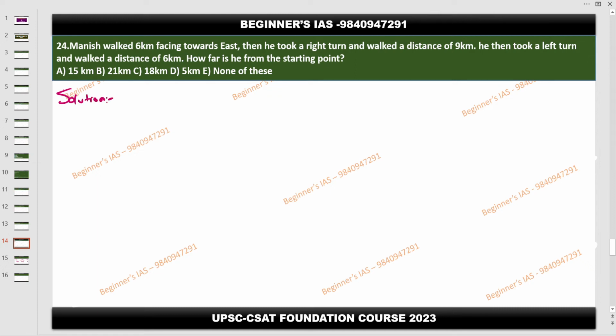So Manish walked 6 kilometers facing towards the east. Then this is the starting point. Towards east, 6 kilometers. Then he took the right turn and walked a distance of 9 kilometers. Then he took the left turn and walked 6 kilometers. How far is he? Simple only, no? How far is he from the starting point?